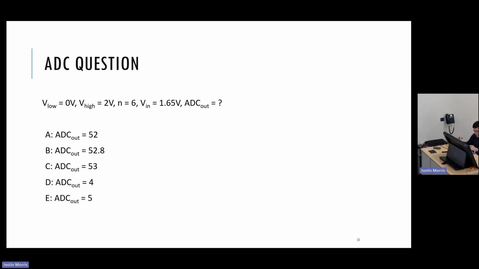Okay, so we have our voltage range of 0 to 2. So I can just calculate the resolution. So 2 minus 0, and we have 6 bits. So my number of combinations is 2 to the 6, which is 64. So I have 2 over 64, which is 1 over 32. So this is my resolution.